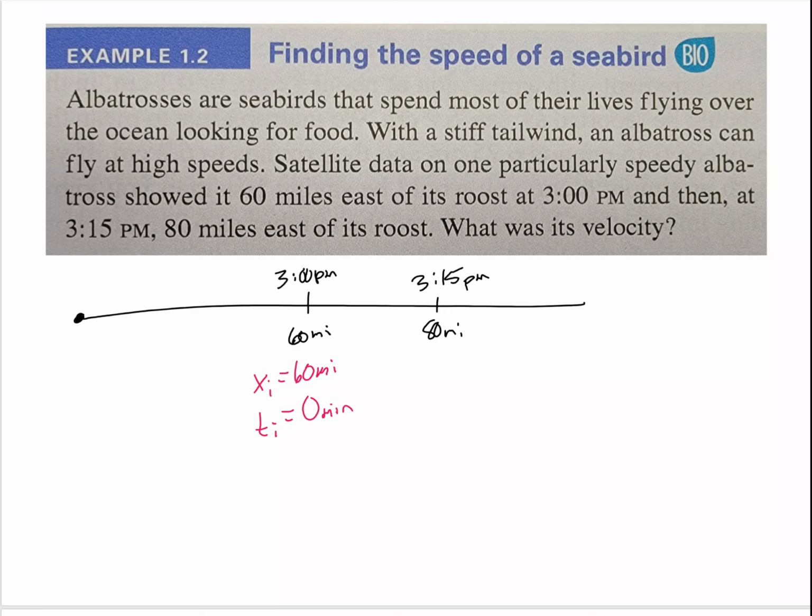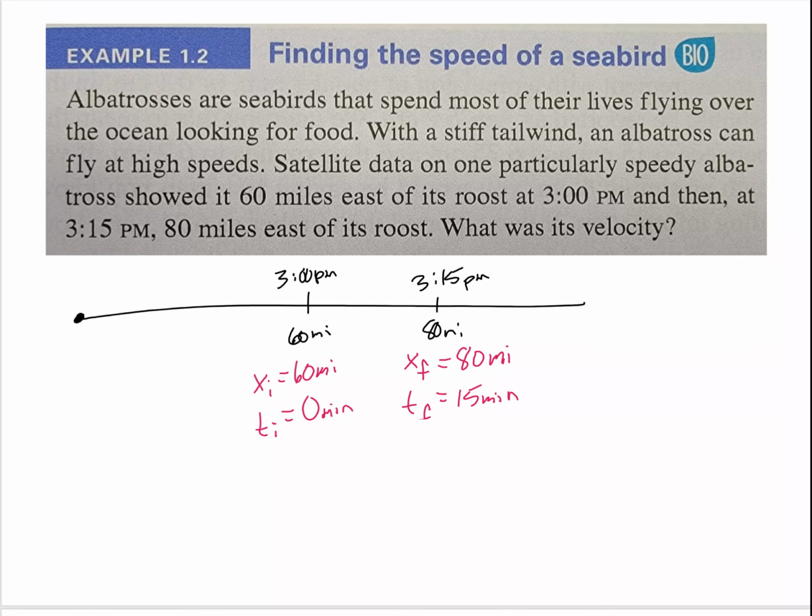Now, at the second position, this will be x sub f, and the position is 80 miles. And then t sub f equals 15 minutes.